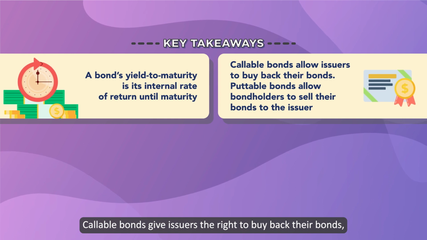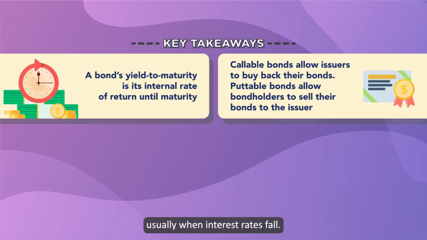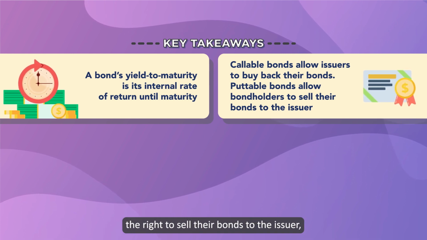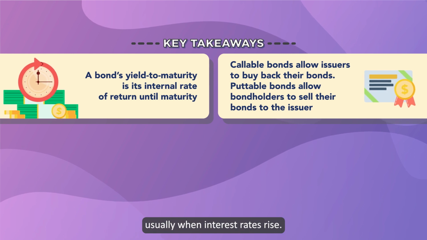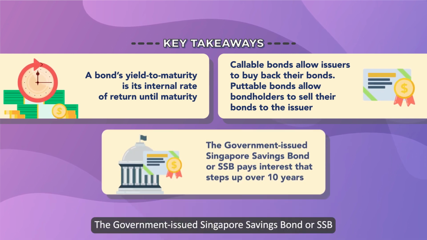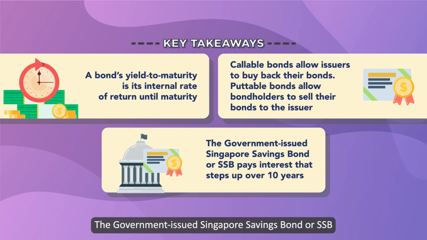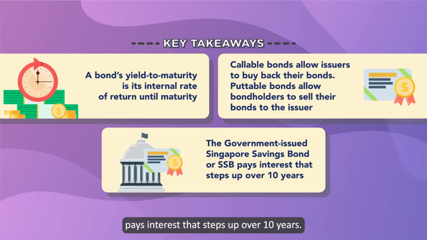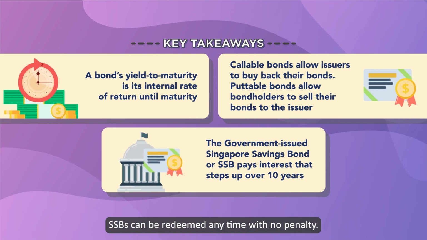Callable bonds give issuers the right to buy back their bonds, usually when interest rates fall. Puttable bonds give bondholders the right to sell their bonds to the issuer, usually when interest rates rise. The government-issued Singapore Savings Bond, or SSB, pays interest that steps up over 10 years. SSBs can be redeemed anytime with no penalty.